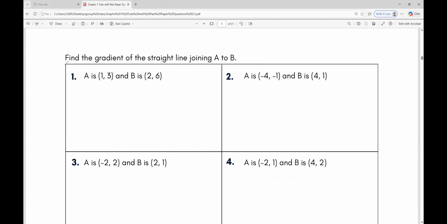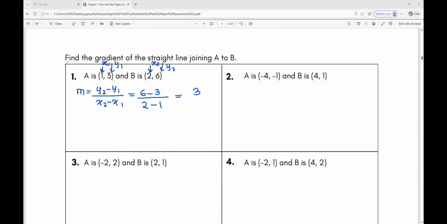This is the first point, x1, y1. Second point, x2, y2. Gradient is equal to y2 minus y1 over x2 minus x1. Then substitute these values. y2 is 6, y1 is 3. x2 is 2, x1 is 1. 6 minus 3 is 3.